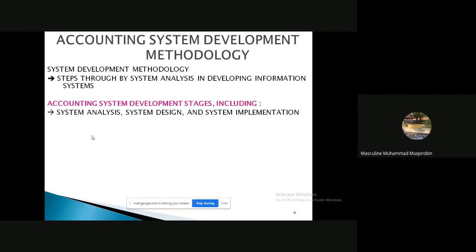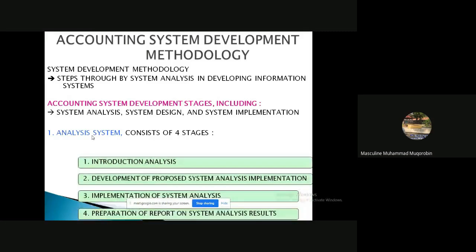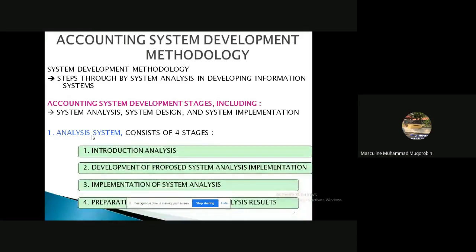Analysis of the system consists of 4 stages. 1. Introduction analysis. 2. Development of proposed system analysis implementation. 3. Implementation of system analysis. And 4. Preparation of report on system analysis results.